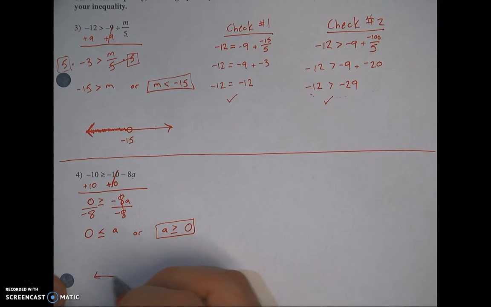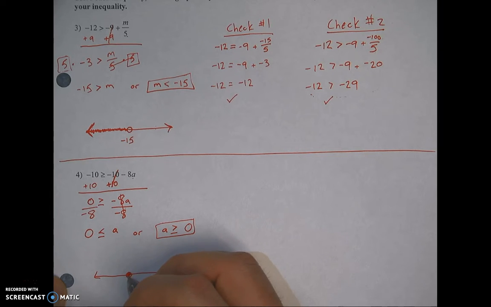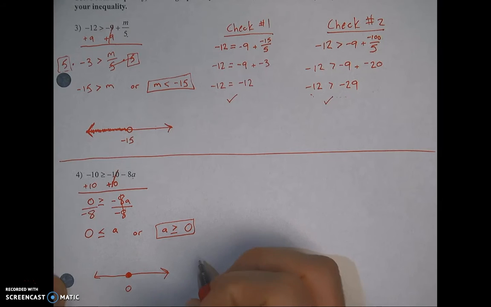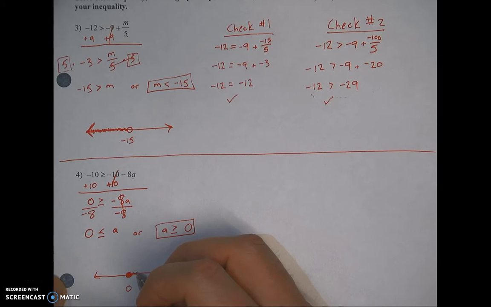To put that on a graph, you're going to just put a dot at 0. Now, this has an equal sign. So 0 is a possible answer. So I need to fill it in, label this 0. And my answer says A is greater than 0. So all the numbers greater than 0 are going to go to the right on the graph.